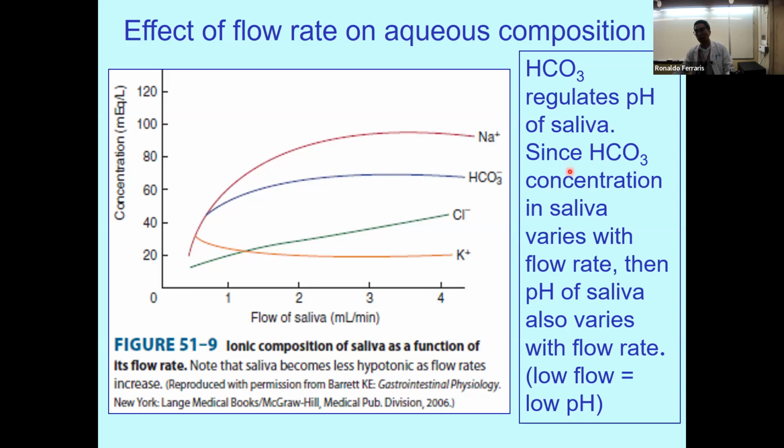So since the bicarbonate concentration in saliva varies with flow rate, then from your inorganic chemistry, the pH of saliva would then also vary with flow rate. So people with low flow rates of saliva tend to have bad teeth. So that would be examined further if you happen to enter the dental curriculum and be in my GI physiology for dental students.